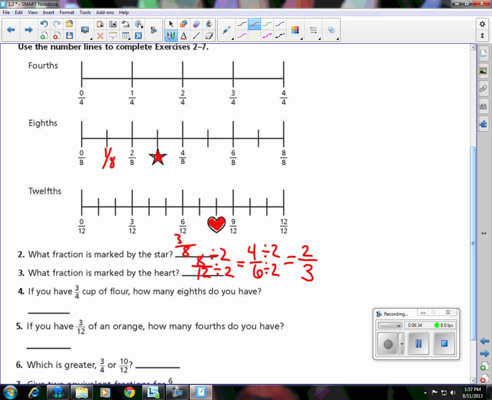So just some fun you can have with fractions. I love, love, love, love, love fractions. All right, we're almost done for the day.